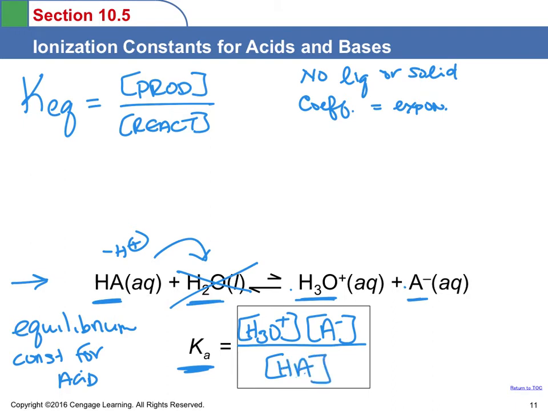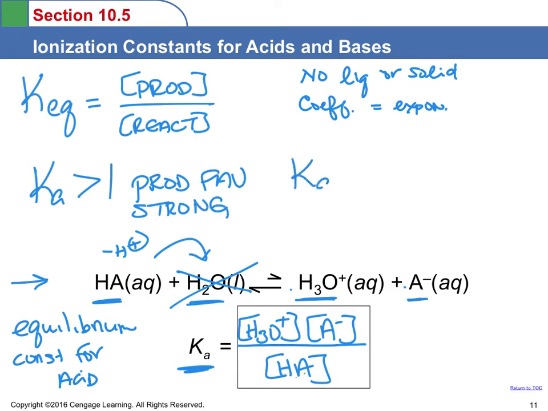So that is my Ka, or my acid ionization constant. Just like with equilibrium constants, if Ka is greater than 1, it's product favored, which we just said on the previous slide is a strong acid. If Ka is less than 1, it is reactant favored, and that is a weak acid. So if we have a table of Ka values, we can then predict if it is going to be a strong acid or a weak acid.